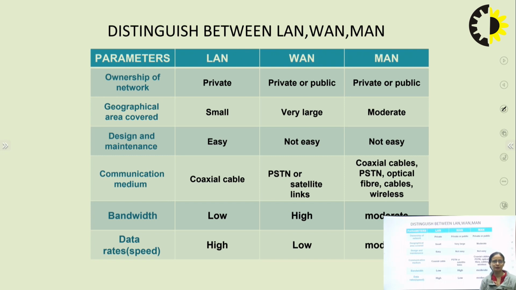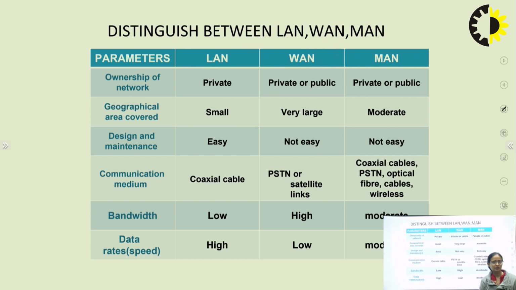This table is showing the comparison between LAN, MAN and WAN. Owner of the network is private in LAN. In the WAN it is private or public. Similarly in the MAN it can be private or public. Geographical area covered is small in LAN, very large in WAN, and moderate in MAN. Design and maintenance is easy in LAN, whereas in the case of WAN and MAN, it's not easy.